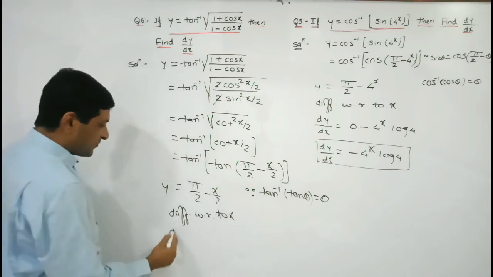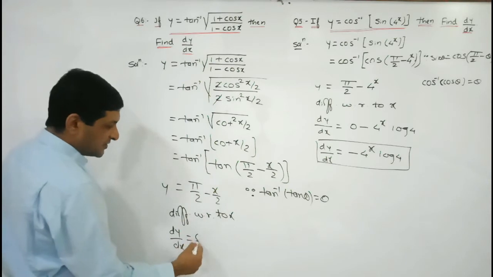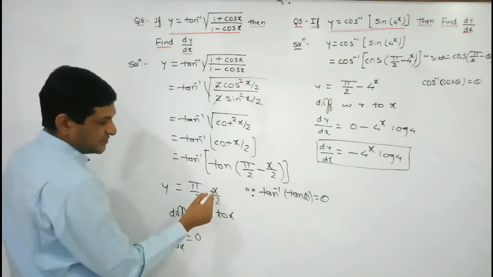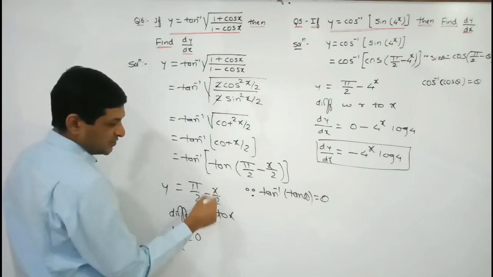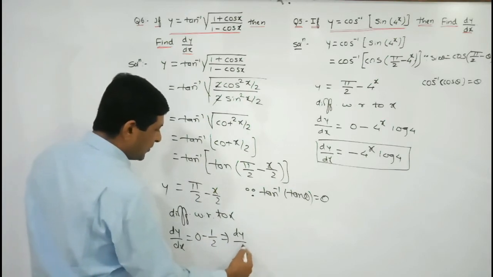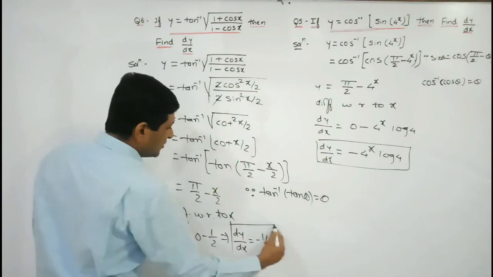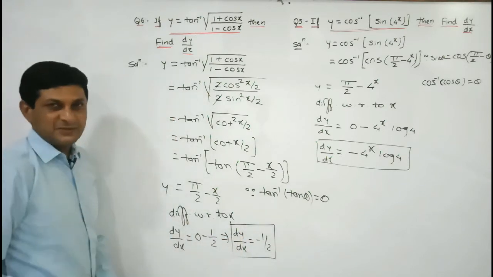So derivative of y with respect to x is dy upon dx. On this side, derivative of constant term is 0, and here derivative of x is 1. So here the remaining term is minus 1 by 2. So this implies that dy upon dx will be equal to minus 1 by 2. In this way we have got our required derivative.